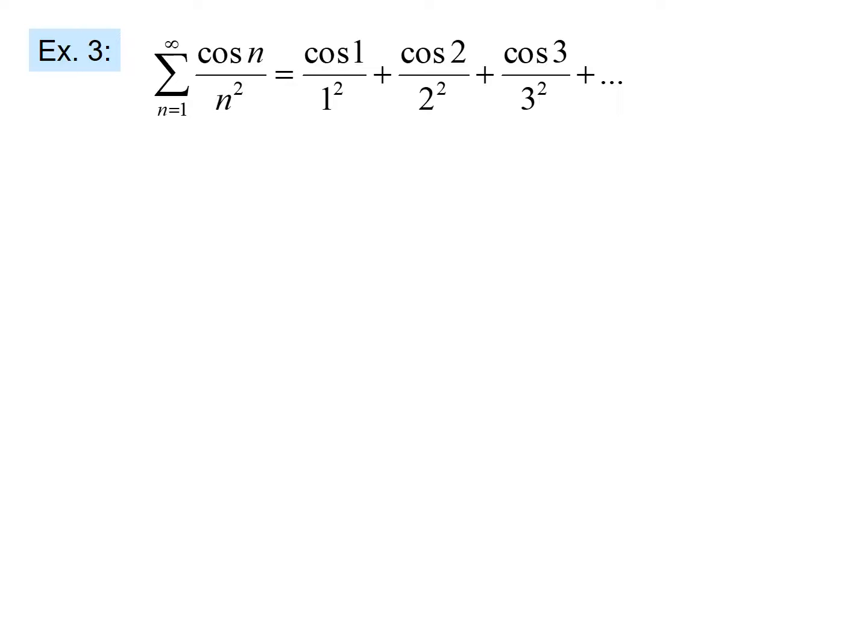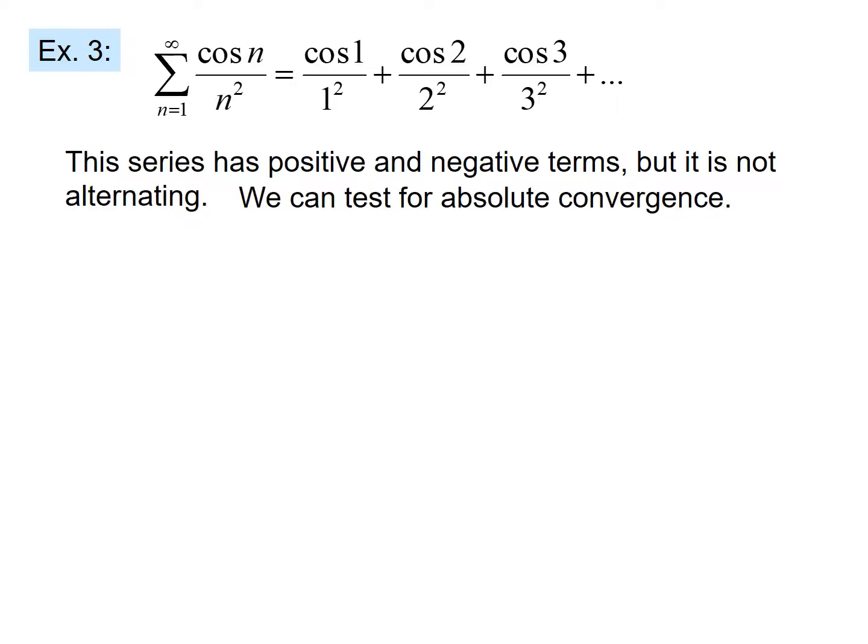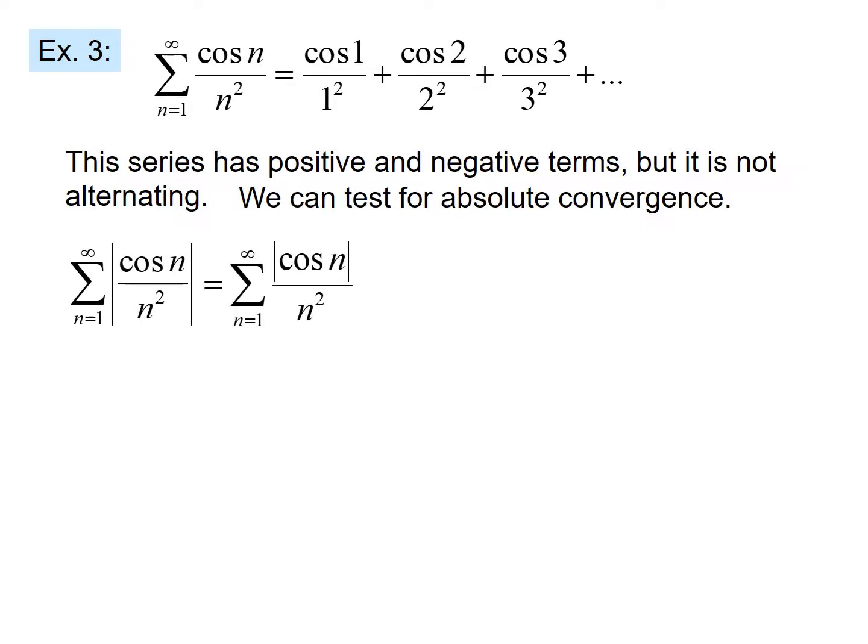Okay, so if we look at the sum of cosine of n over n squared, you can see it expanded right here. So here's where absolute convergence can help us. This isn't an alternating series, but it does have some positive terms and some negative terms, so we can take the absolute value. And we know that cosine of any number is going to be between -1 and +1. If we've taken the absolute value, it's going to be something between 0 and 1.